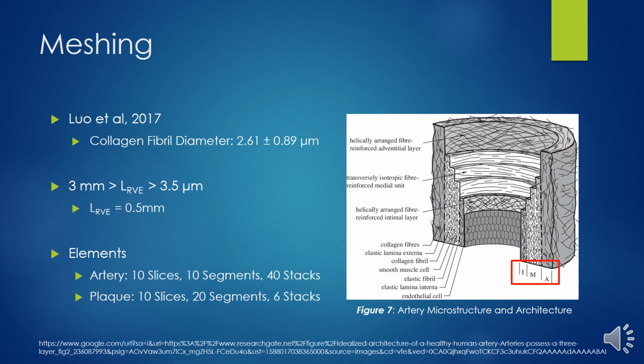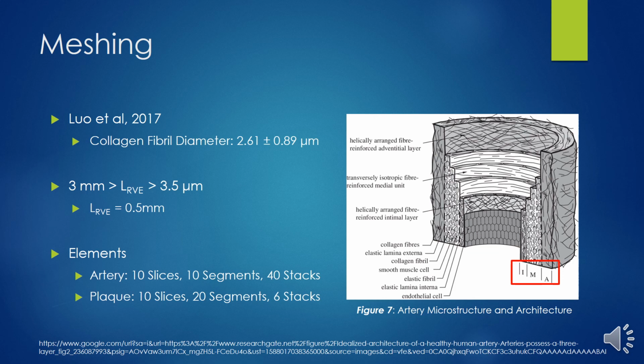According to a 2017 study by Liu et al., the coronary artery collagen fibril diameter is 2.61 plus or minus 0.89 micrometers. I determined that I needed to find a representative volume element size that was larger than 3.5 micrometers, the large end of this range, but smaller than the 3 millimeter inner diameter size of the plaque. I decided on 0.5 millimeters. So in order to get this size, there had to be 40 elements across the length of the full artery, given that it was 20 millimeters long.